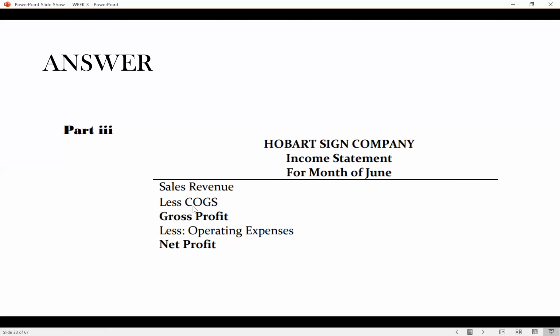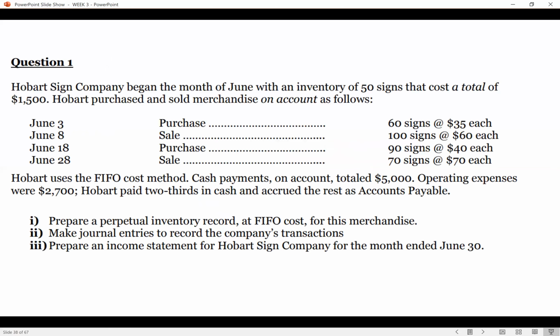Sales revenue less cost of goods sold gives you your gross profit, then you less your operating expenses, and you get your net profit. So let's start from the top. What was our sales revenue? Remember in the question when I had said these sales figure, right? Where are they going? To our income statement. So this is where the sale on June 8th, 100 at 60, and the sale on June 29th, 70 at 70.